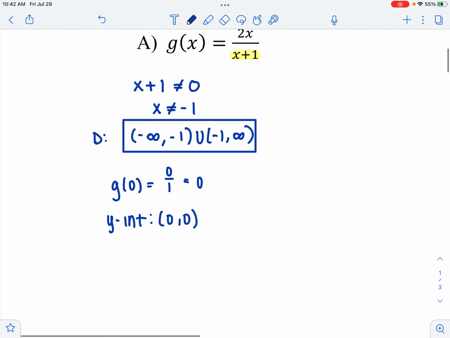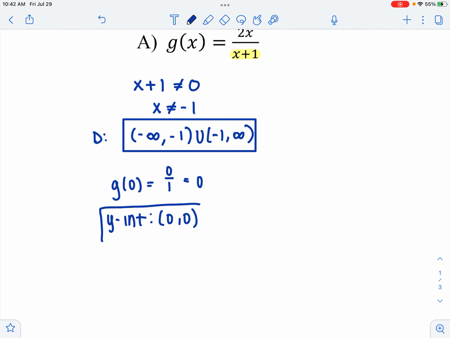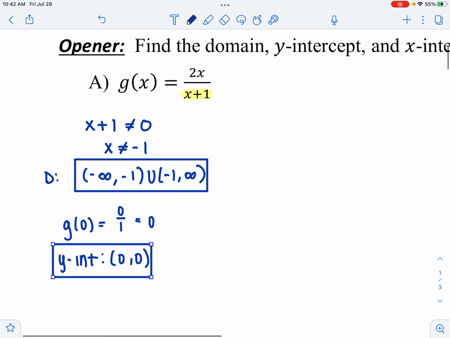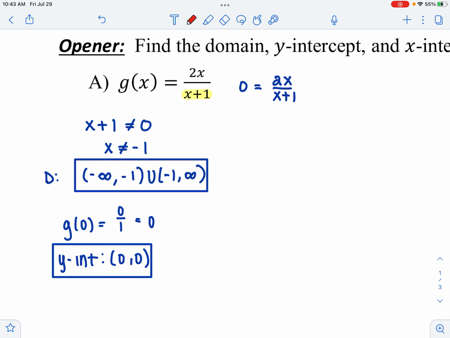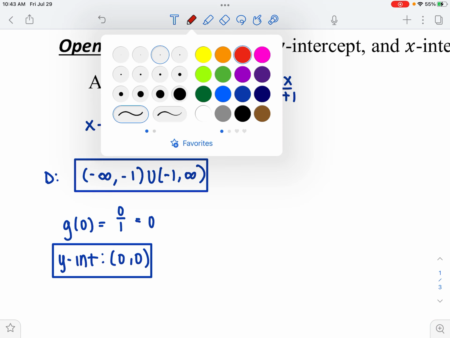Last but not least, it asks us for our x-intercepts. Our x-intercepts we get by setting our y value equal to 0. So in this case, I'm going to set g of x equal to 0 and solve. I have 0 equals 2x over x plus 1, and now I have to solve this equation. There's multiple ways to solve this equation. Right now, what I notice is I have a fraction on the right-hand side of my equation and not a fraction on the left-hand side. So I can make it a fraction by putting it over 1.